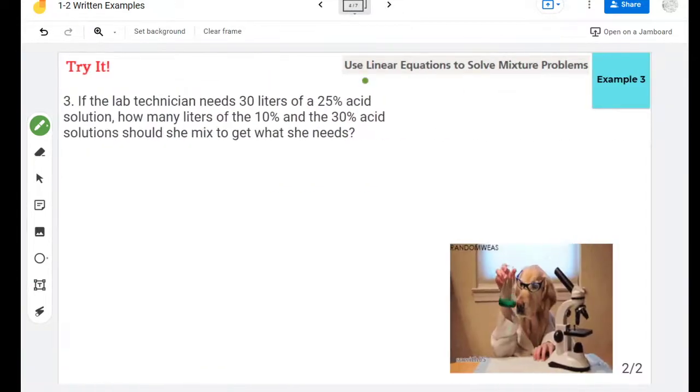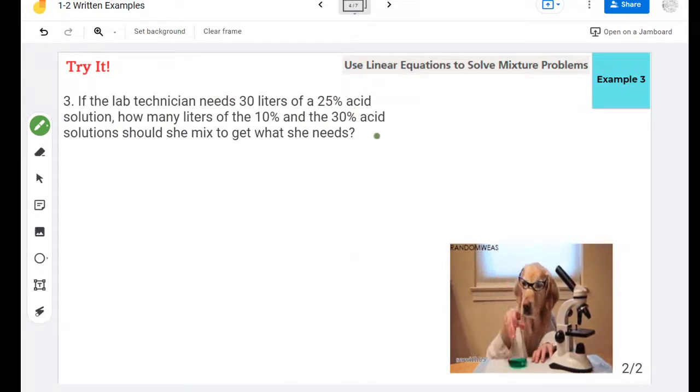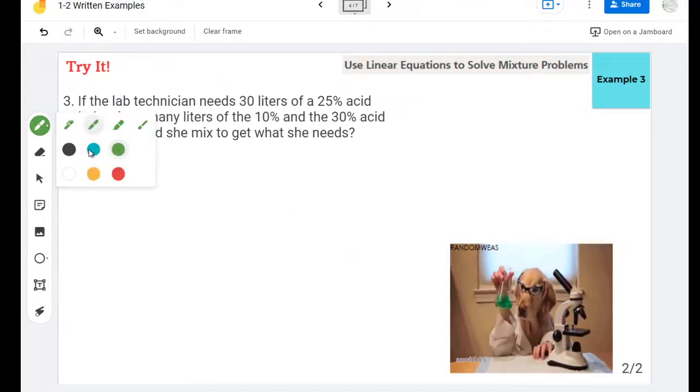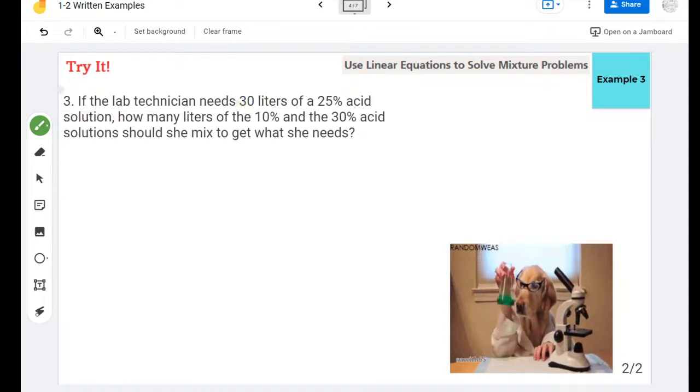All right, so let's go ahead and try this again. So now our lab technician needs 30 liters of a 25% acid solution. How many liters of the 10% and the 30% should she mix to get what she needs?